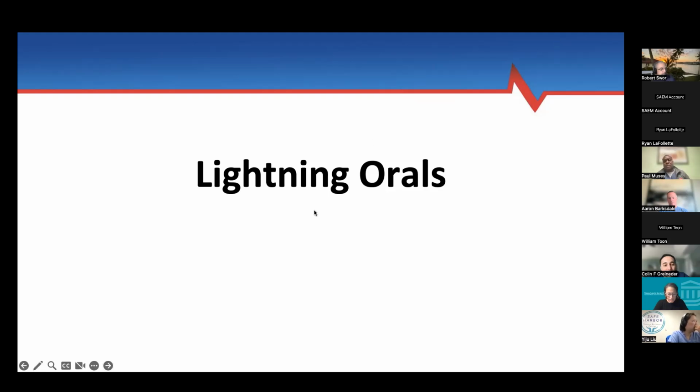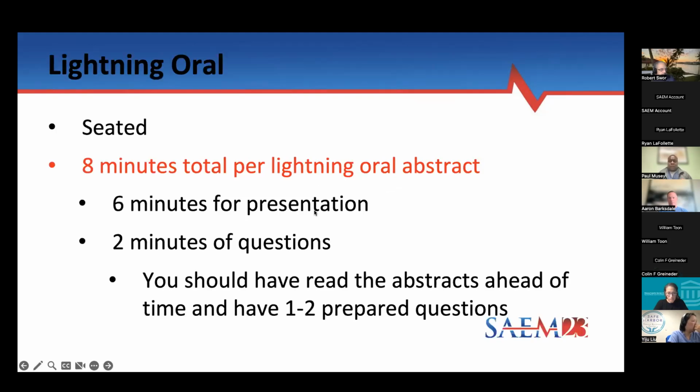All right, so next up, lightning orals. As opposed to the poster sessions, as you can imagine, these are seated, hopefully with a table in the front of the room that both the presenter and the moderator can sit at, or at least the moderator can sit at facing the audience. That way you get an idea of what the crowd is feeling, and can monitor for distractions. I think it adds to your ability to really control the room.